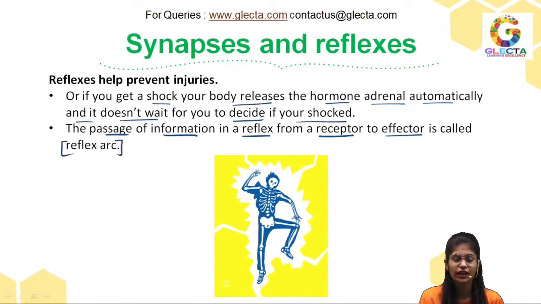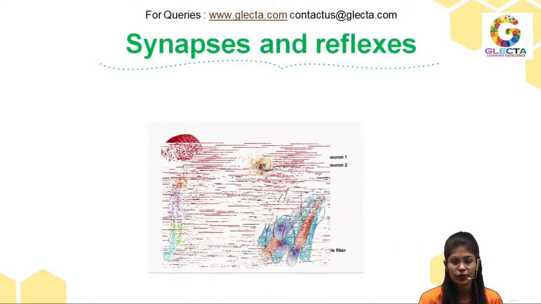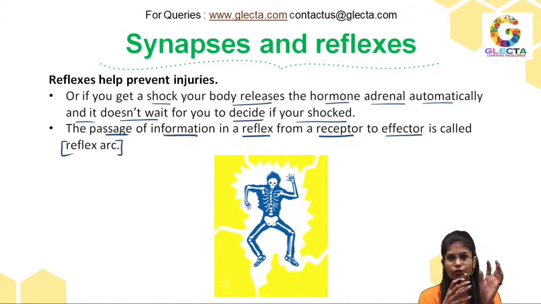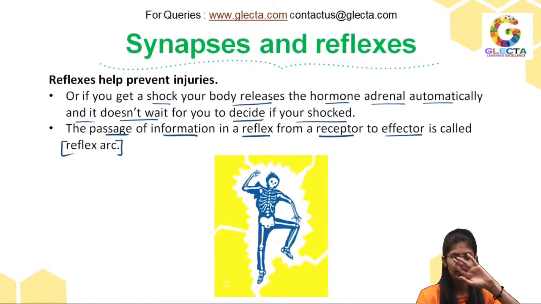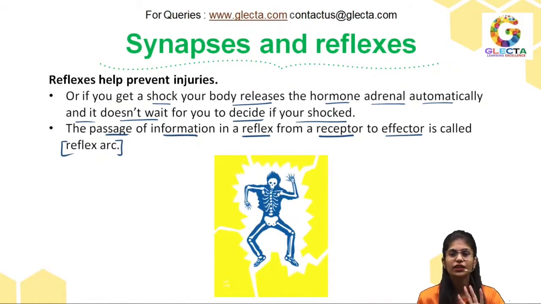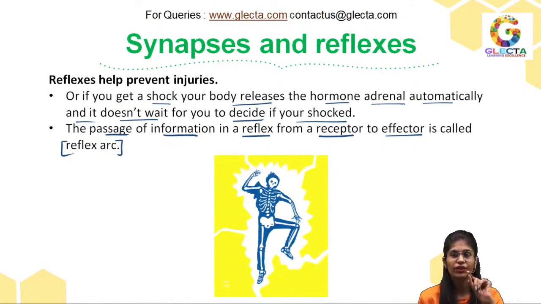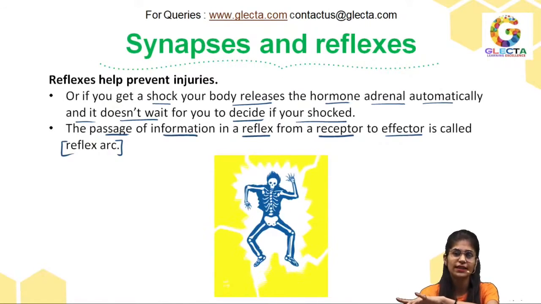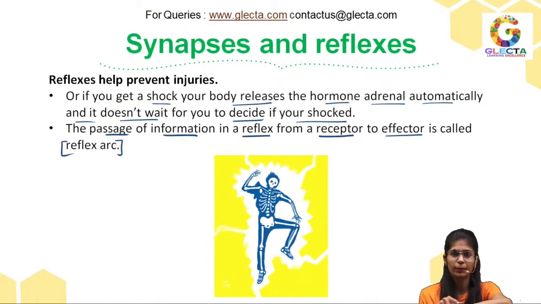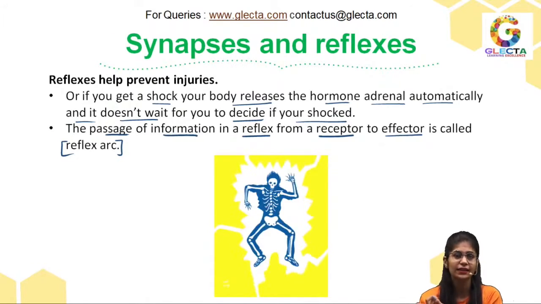So reflex arc is the entire diagram that we saw. For example, you received certain stimuli, heat, pain, needle, anything, even if it's a bee sting. Your pain receptors will send your sensory neurons to your brain. Your brain will tell what to do. Your motor neurons will bring them back. Your muscles will contract around the area. The entire cycle that actually happened is your reflex arc.